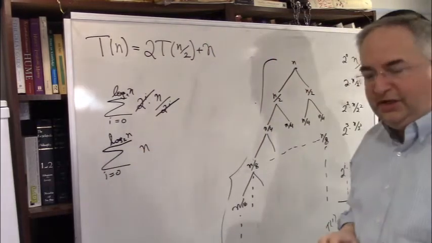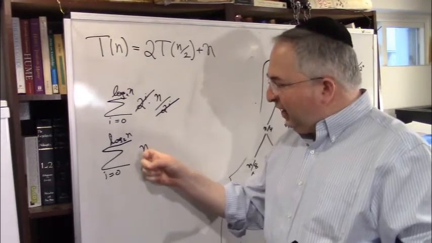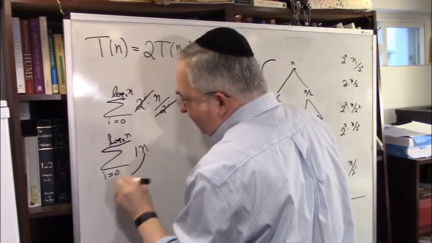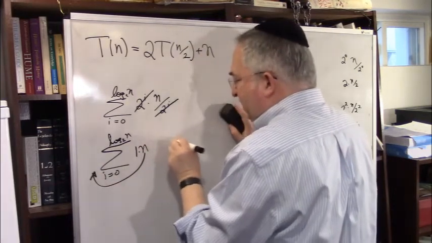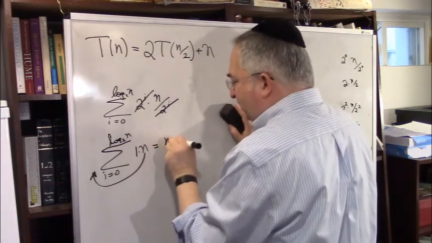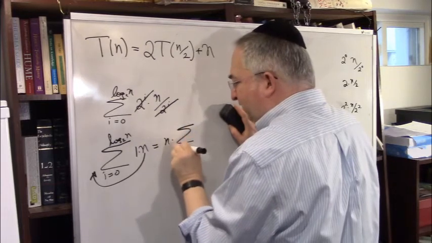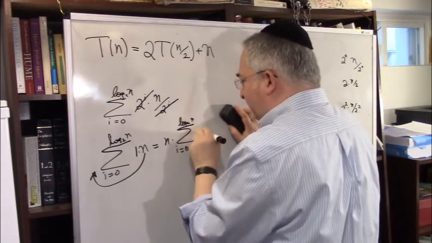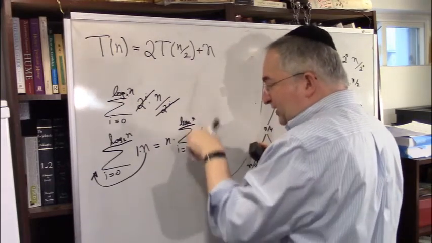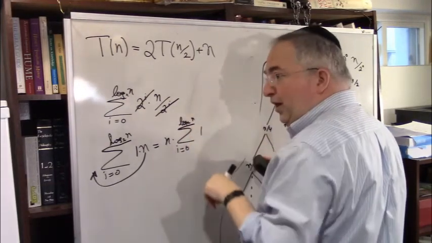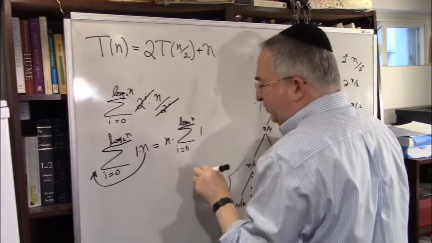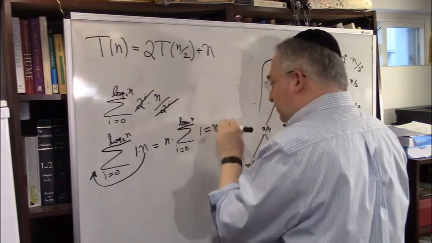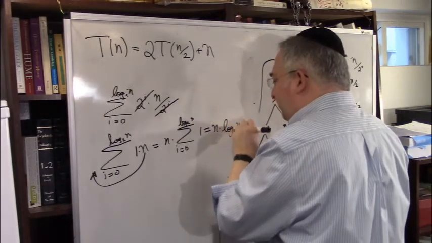This is the silliest thing in the world. Notice I doesn't show up here. In other words, you can think of this as 1 times n. This goes to the beginning, and so basically this becomes n times the sum of I equals 0 to log base 2 of n of 1. You add this up. How many times are you adding 1? Answer, log base 2 of n. So this whole thing becomes log base 2 of n.